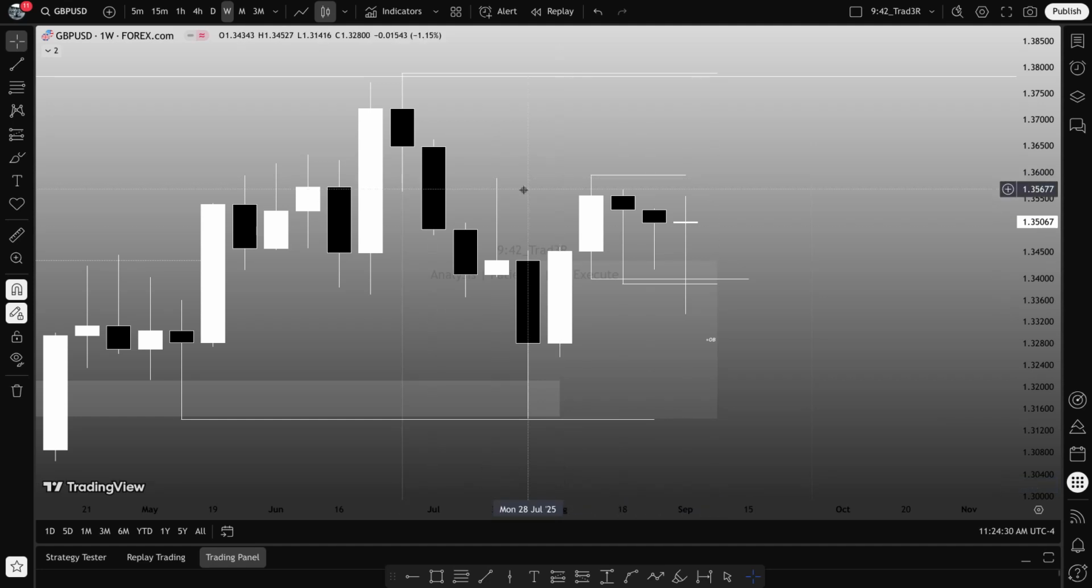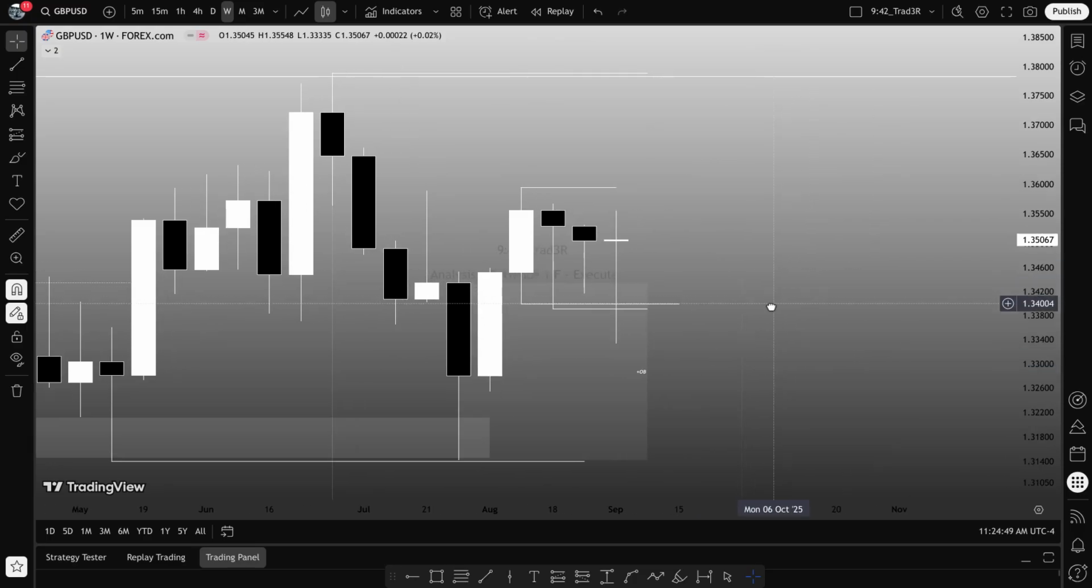Alright, welcome inside of my screen to yet another trade review. This is a trade review on GBPUSD last week's price action. Last week was also NFP and I was expecting higher prices on GBPUSD.